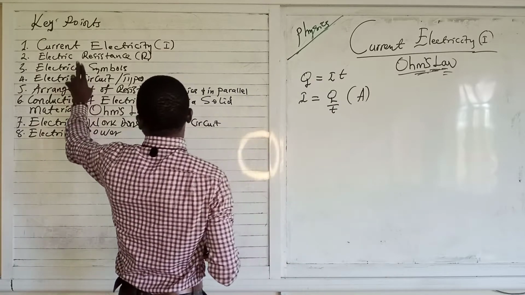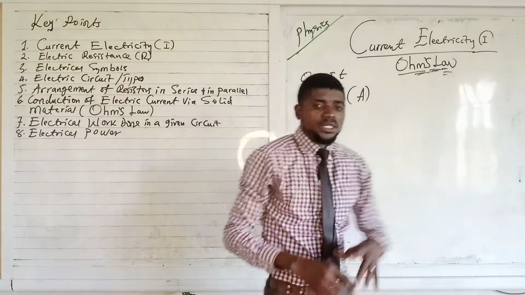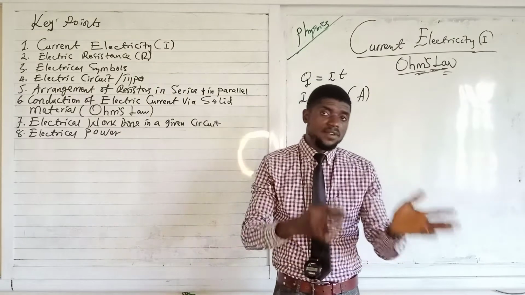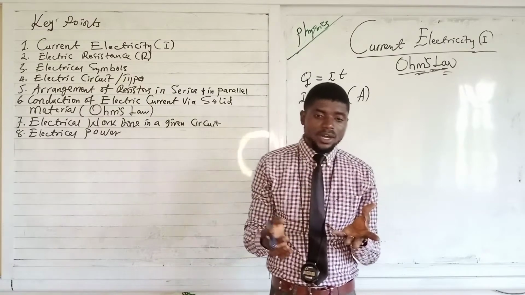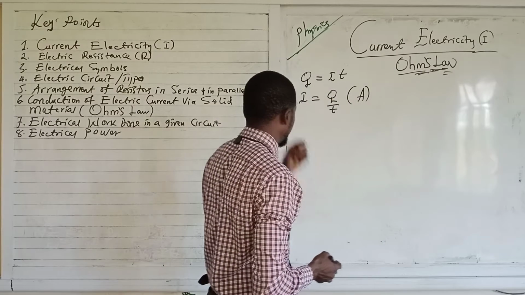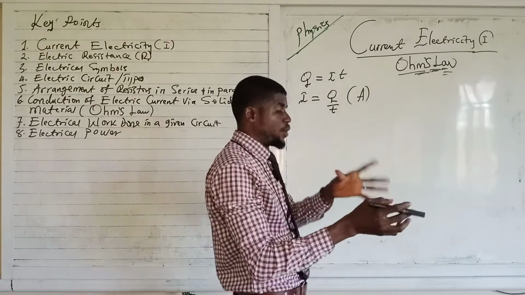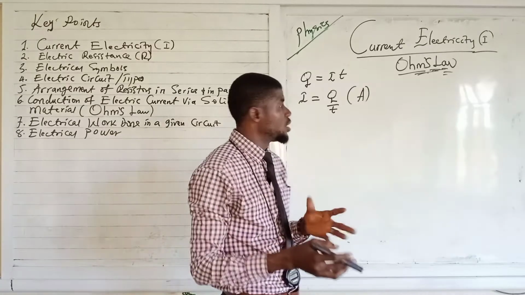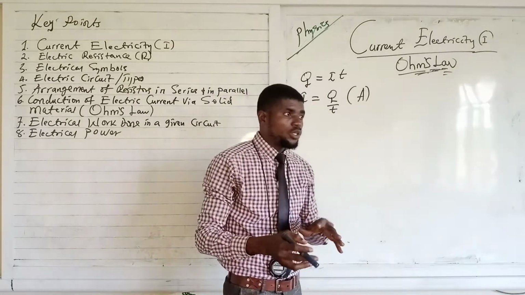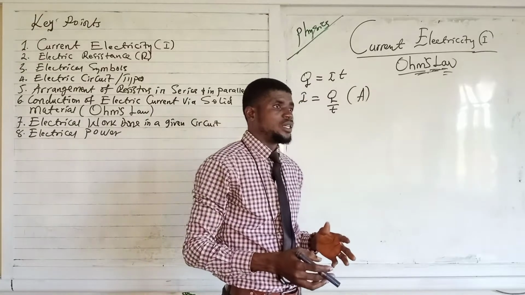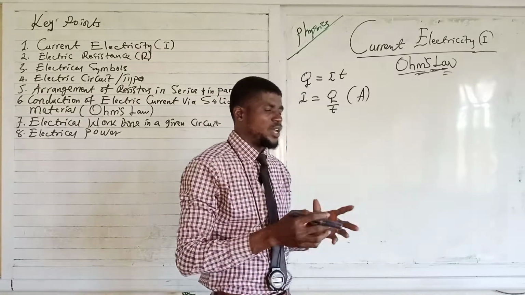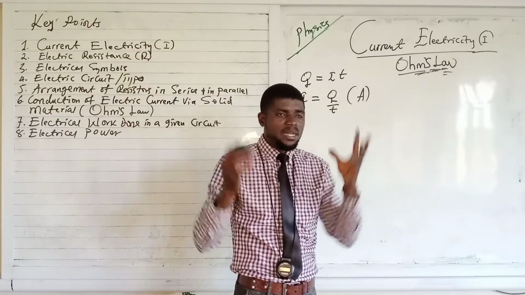We want to look at electrical resistance. I keep telling my students that a car without a brake is a very dangerous car. So an electrical circuit without resistance is also a very dangerous circuit. Just like the brake functions in the car, that is the same function of resistance in a circuit. Although the brake can stop the car completely, resistance cannot totally stop the flow of electric current. It can only reduce it to a very minimal value.